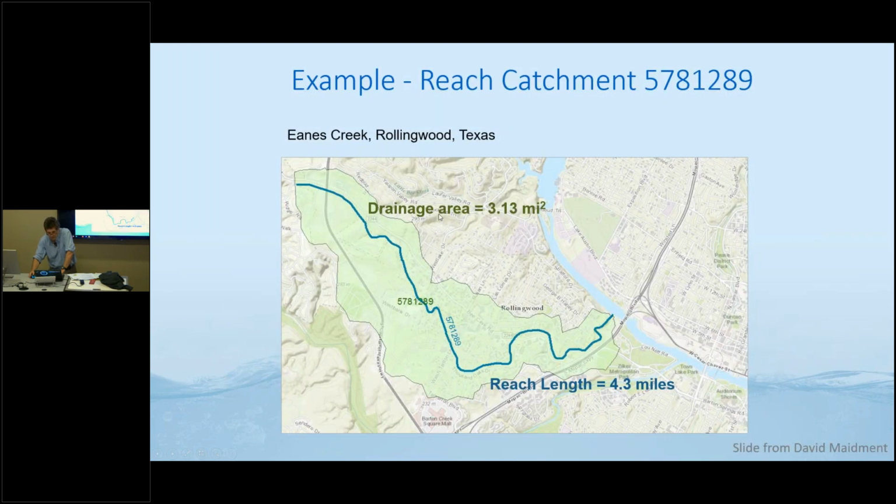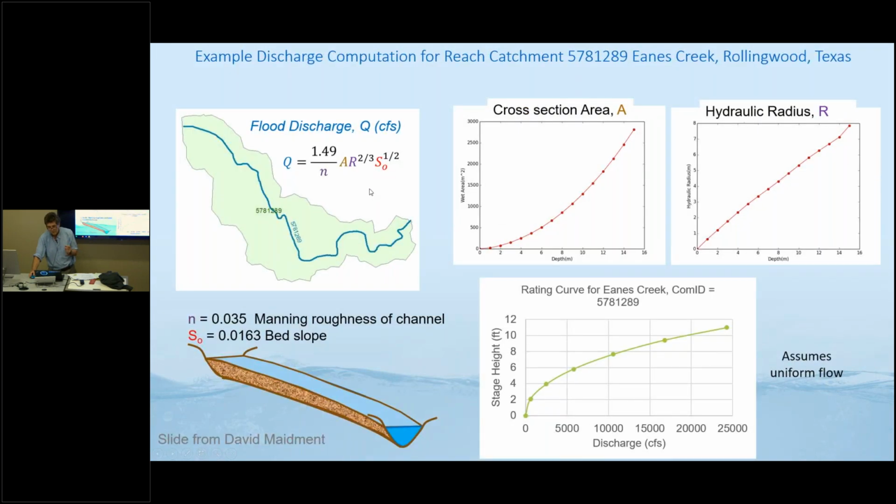Then here's an example where you've got a catchment, it has a certain reach, it has a drainage area. Now you need to know something about the hydraulics. So the assumption that's made here is that it's going to be uniform flow and Manning's equation. So that's the probably fairly gross approximation that's involved here.